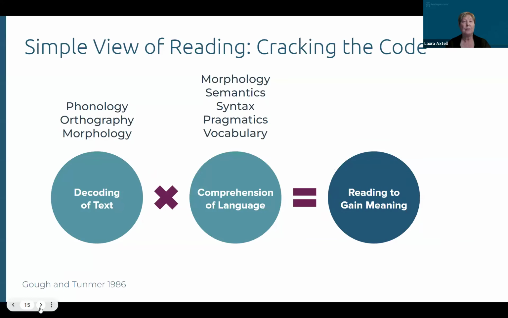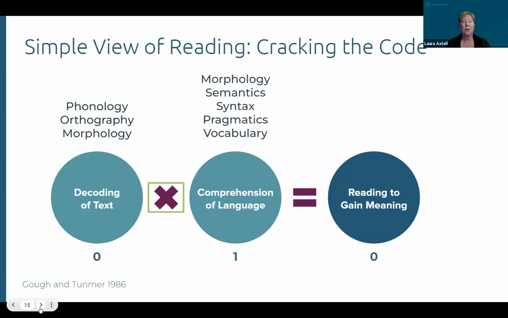And we know that too from lots of research that has substantiated the simple view of reading from Gough and Tunmer. And that is that in order to comprehend what we read, there are 2 primary components. One is you have to be able to decode the text. You have to know what the word is, and you have to know what the word means. And that is a product, not a sum.